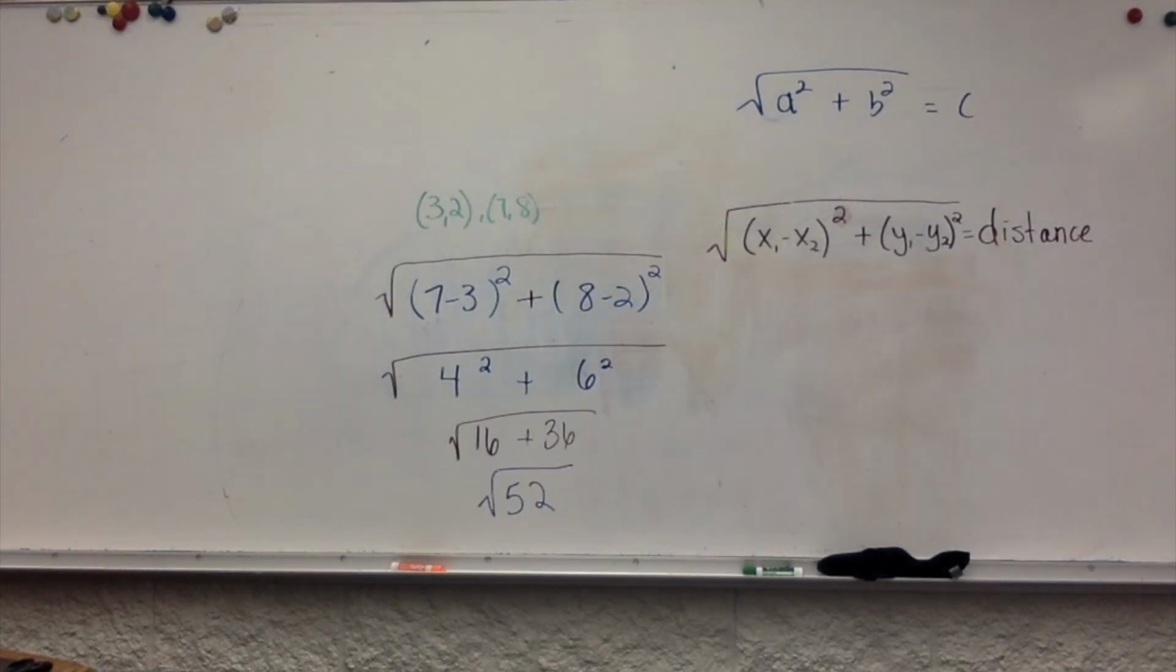This answer we simplify. Factors of 52 are 4 and 13. So we have the square root of 4 times the square root of 13, which reduces to be 2 times the square root of 13. That's your exact answer. If you find the decimal approximation, you get 7.2111.